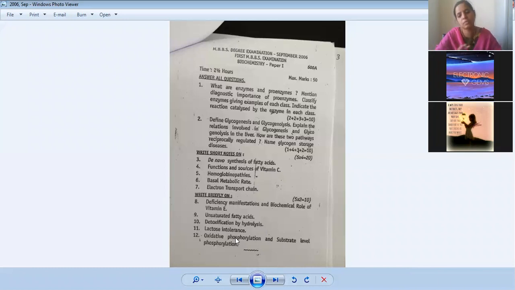Oxidative phosphorylation is what we have studied in the electron transport chain. ATPs were produced during metabolic activities with the different enzyme complexes. That is oxidative phosphorylation. Is that clear?